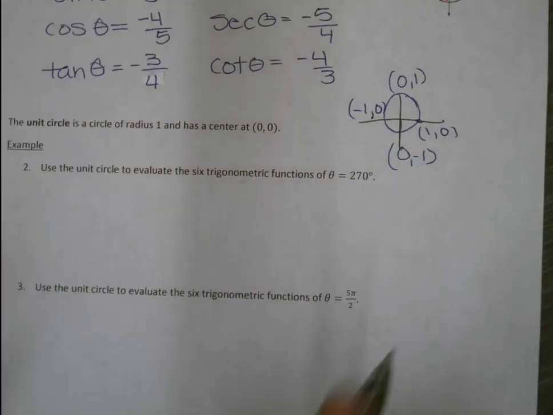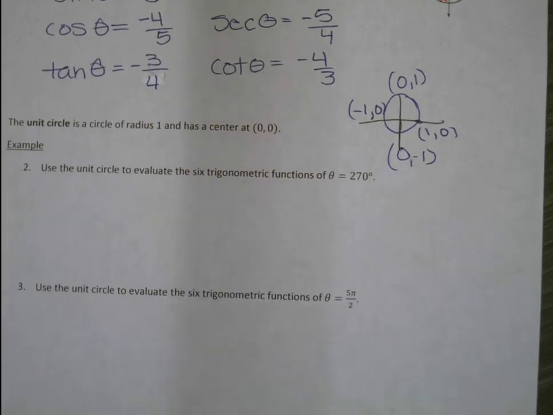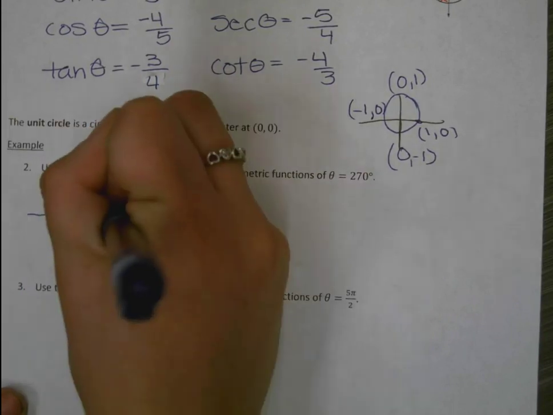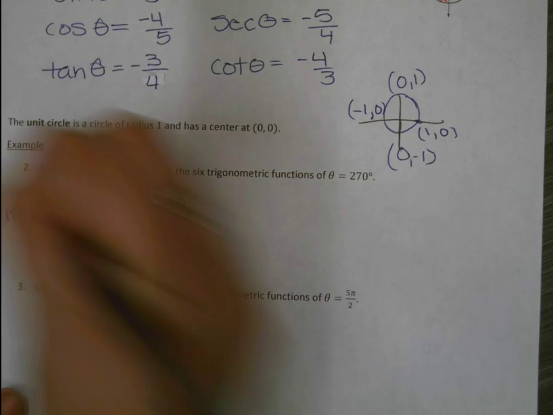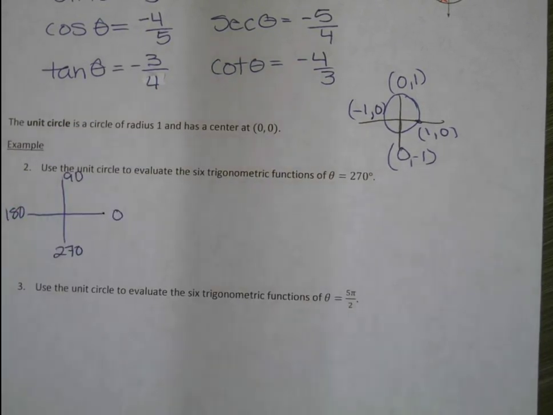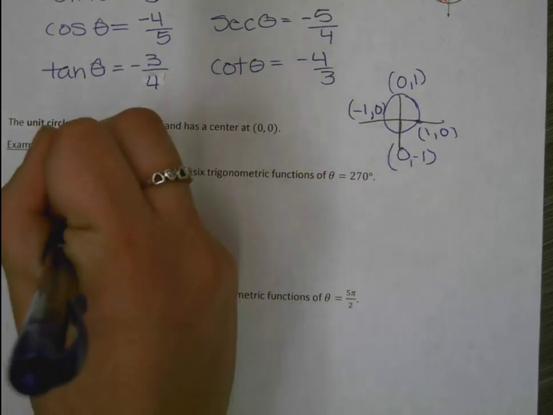I just drew it so you knew what our unit circle was. I'm going to use it for 2 and 3. So on number 2, it wants me to use the unit circle to evaluate the 6 trig functions of 270 degrees. So remember yesterday, we said these were my degrees on the graph. So 270 is where I want to be.